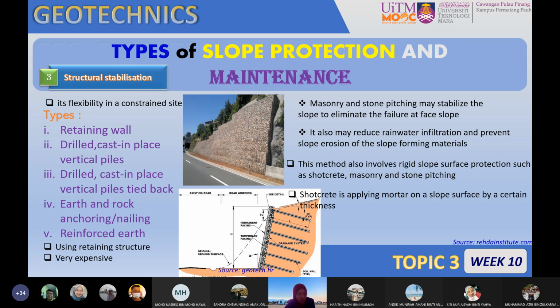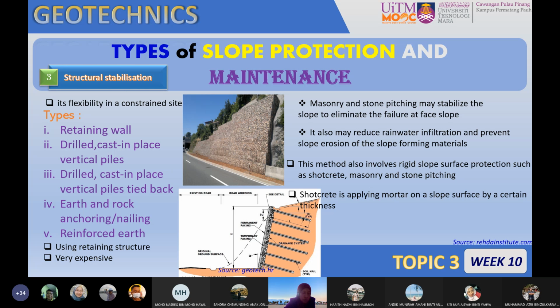Next, other than structural stabilizations, you can also have the anchoring retaining wall, and when you have these kinds of retaining wall, again, it is very expensive. So this goes back to the purpose of the project and the budget of the project. If you have the amount to construct with high repairing work, you can opt for this method of structural stabilizations.